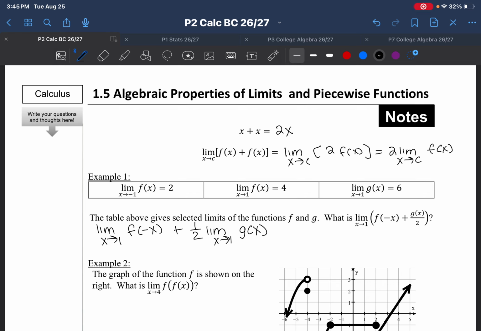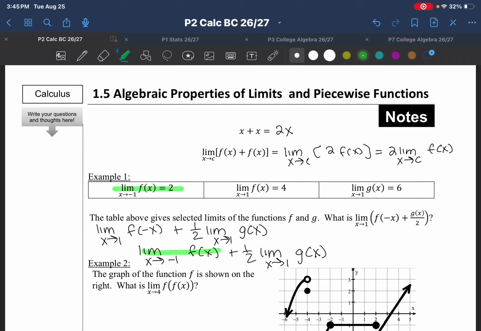This f of negative x is a composite function, okay? So really what this is telling us to do is find the limit as x approaches -1 of f of x, then the rest can come down. So again, this is using our properties of limits. So now that we have that situated, the limit as x approaches -1 of f of x, that's this value here, so that's going to be 2.